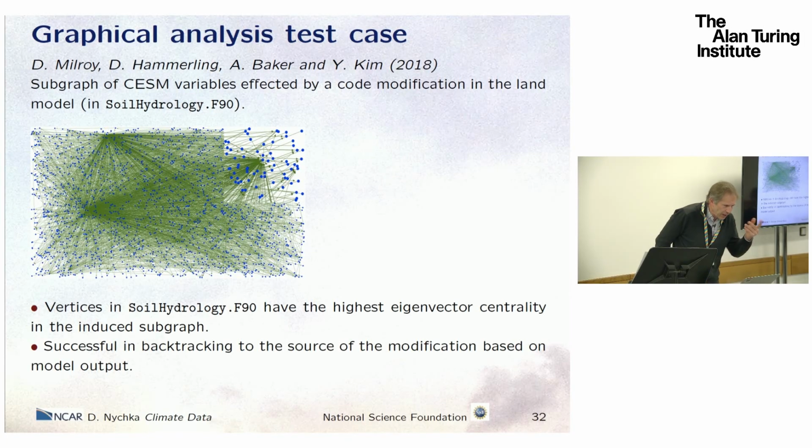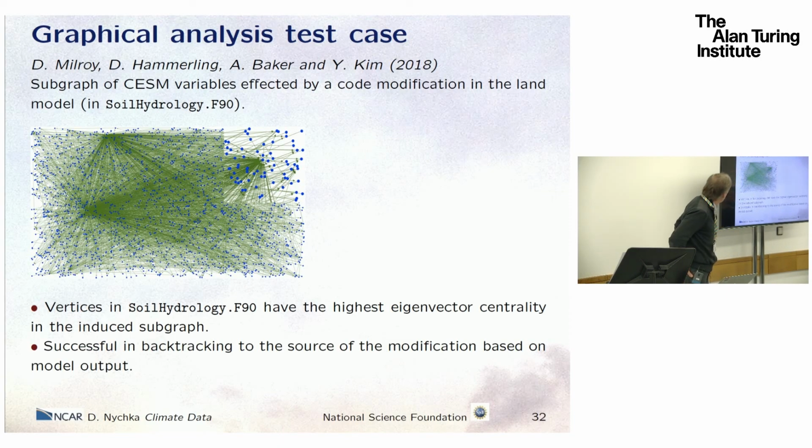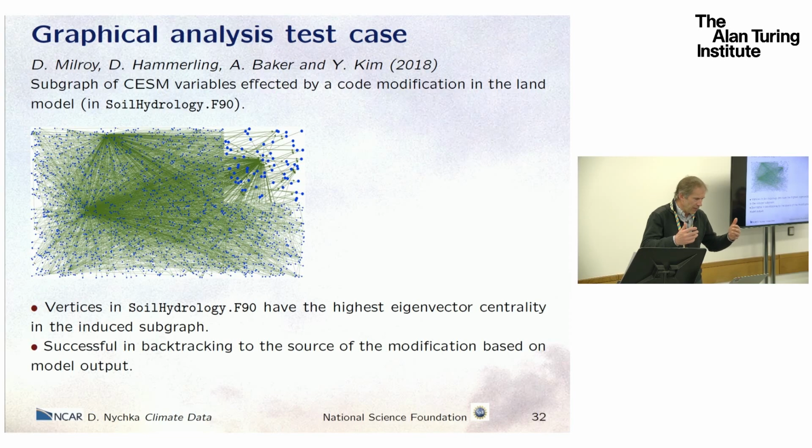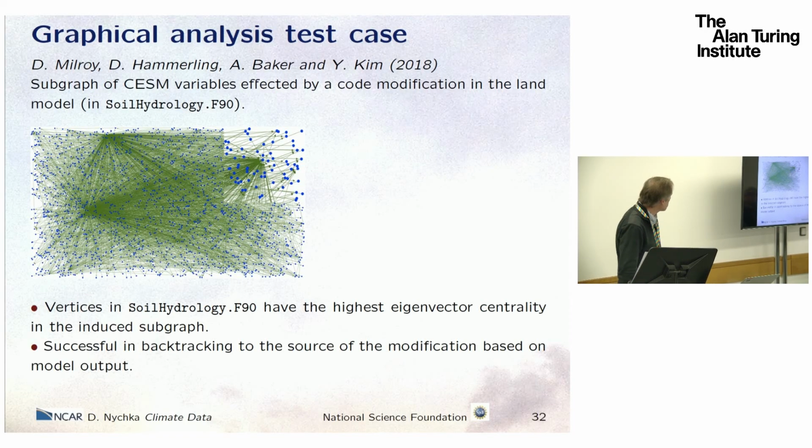The simple example that I wanted to show you here was basically a proof of concept, and this was done by Dan Milroy, who's a PhD student at CU, Dorit Hammerling, Allison Baker, and Young-Sung Kim, all at NCAR. So what Dan did was he made a modification in the land model to this soil hydrology component, and by looking at what changed in the output when he made this modification, he could work backwards, eliminate many variables in the code, but he still arrived at, I think, on the order of about 2,000 here. And here's his plot of all these network connections between these different variables.